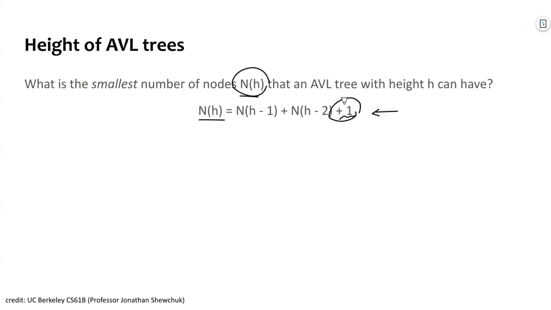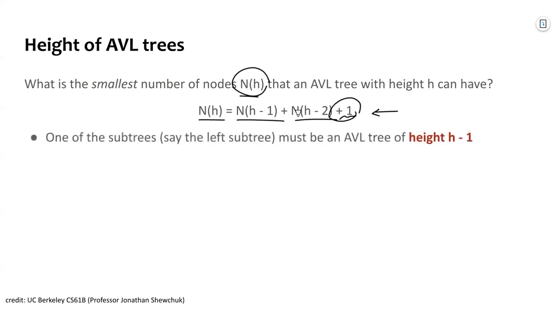And the left child should be an AVL tree. And the right child also needs to be an AVL tree. And the maximum height difference between those two can be 1. So the left one, let's say, is a height h-1 AVL tree, and the right one is a height h-2 AVL tree. So this is why we can represent N_H in this recurrence equation.